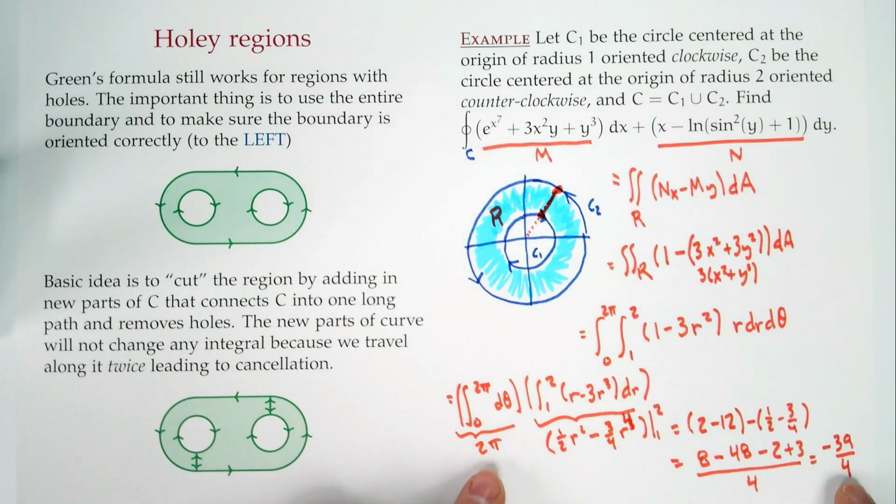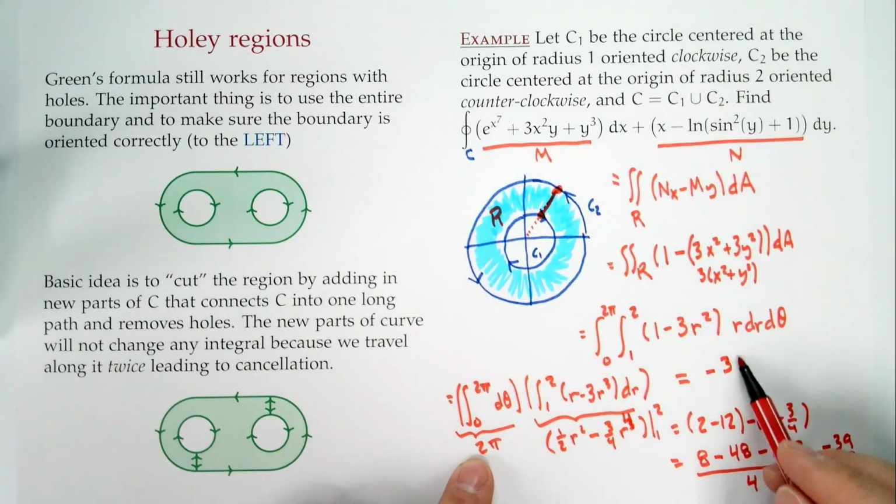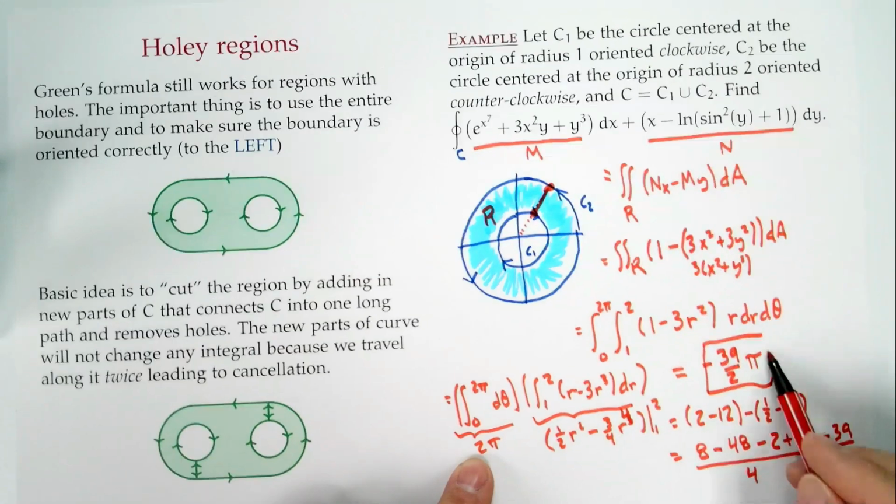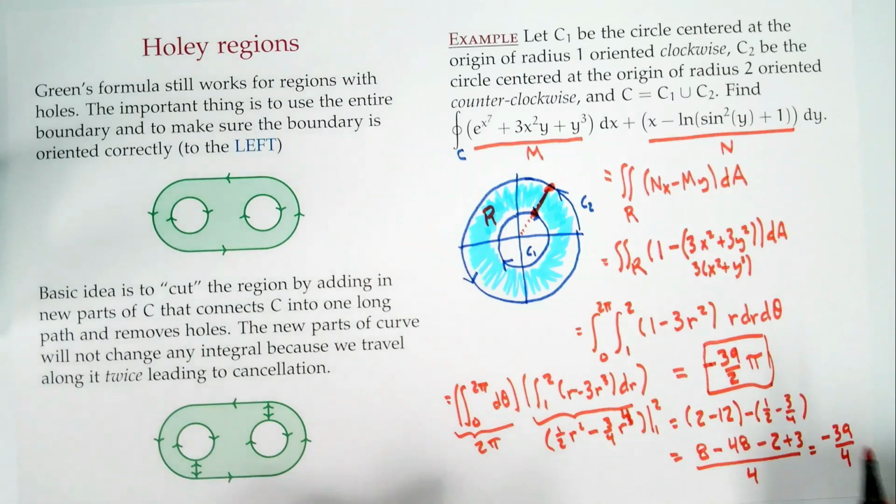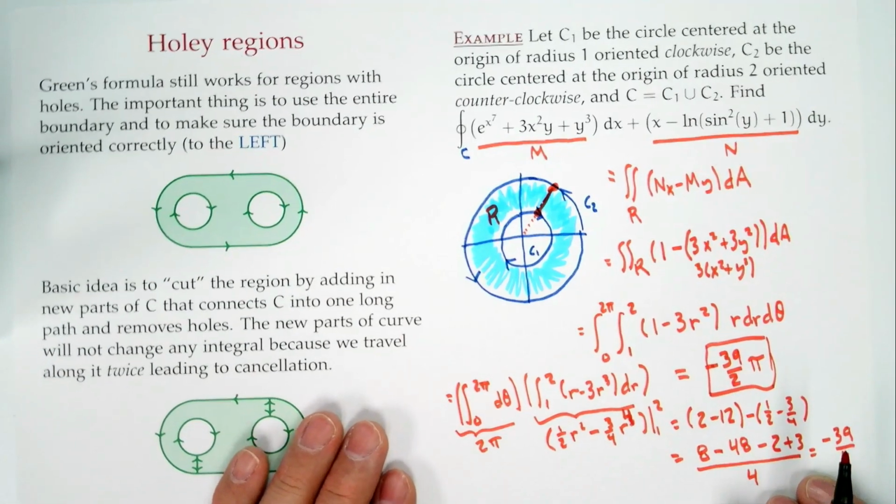Now, what's our final answer? You have to multiply these two terms together. So our final answer, 2 pi times negative 39/4. Well, you can have a 2 go into the 4. So we're going to end up with negative 39/2 pi. There we go. And that's it. That's the answer.